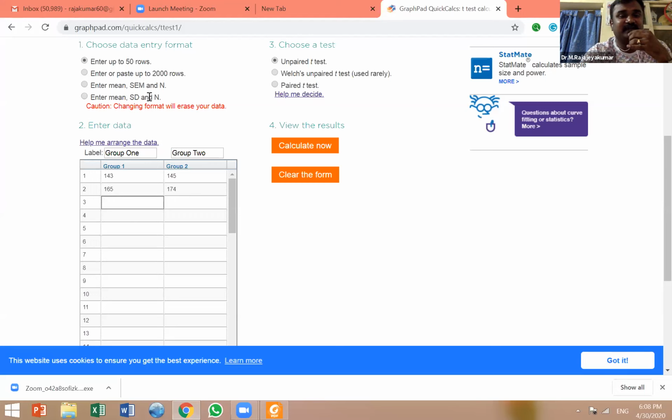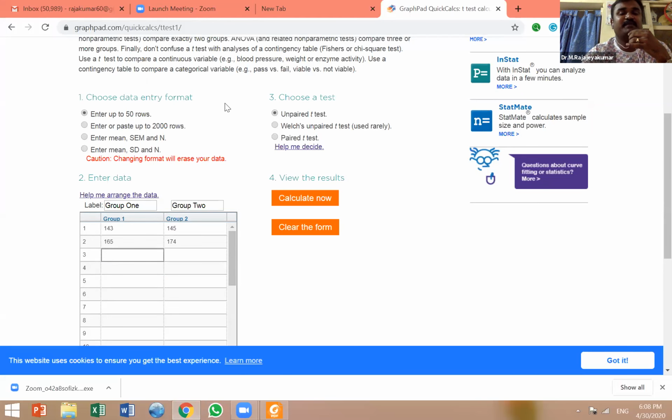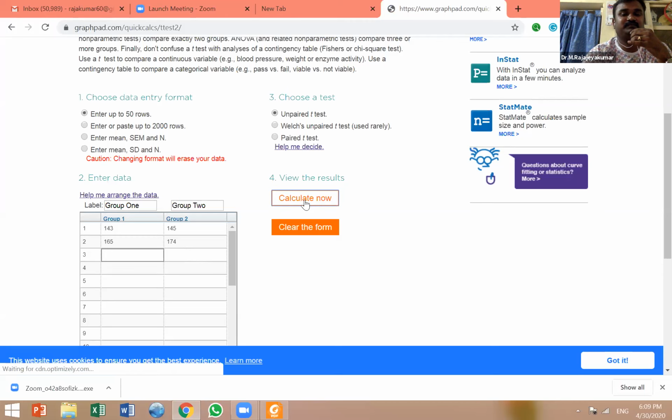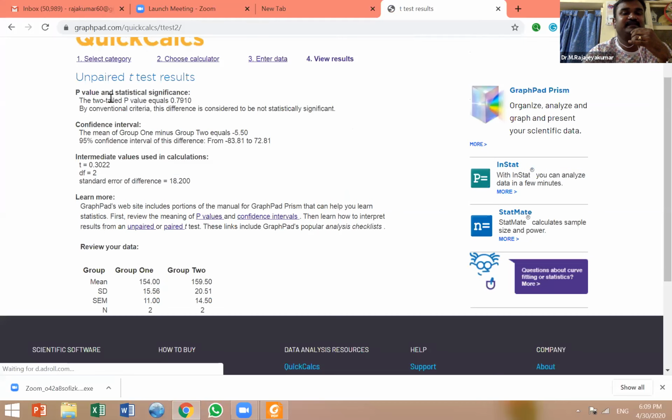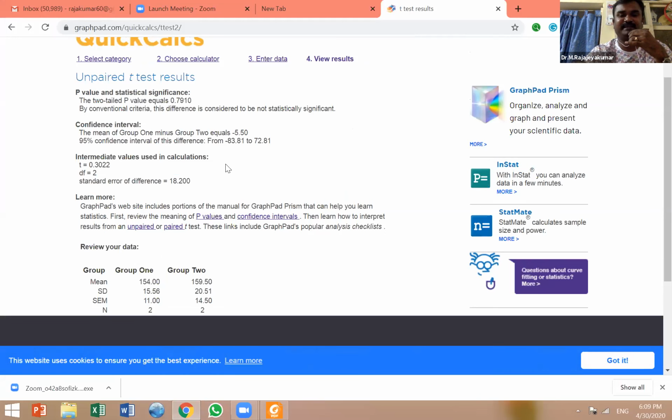Okay, then once you have entered it, you click unpaired t-test. Male is group 1, female is group 2, the height for male 143, 165, like this you type it for 30 or 50, whatever sample size you have taken. So here also you have to type it. Then you click unpaired t-test here. The independent t-test and unpaired t-test are similar. Okay, then you click calculate now. It's going to show the p-value, confidence interval, everything.